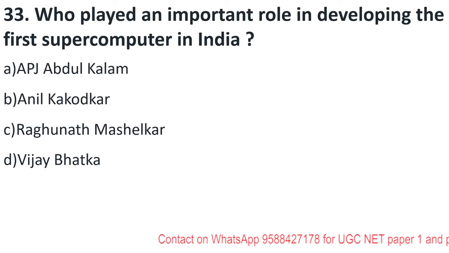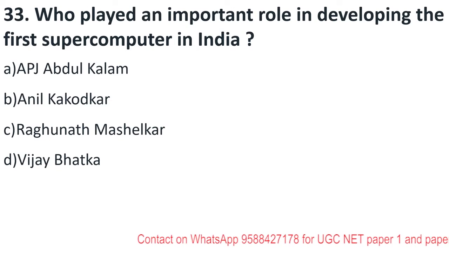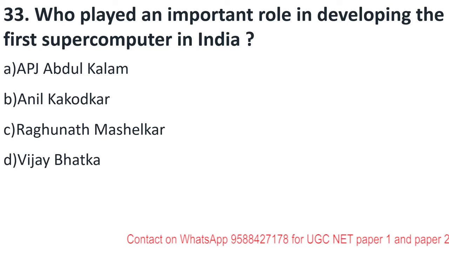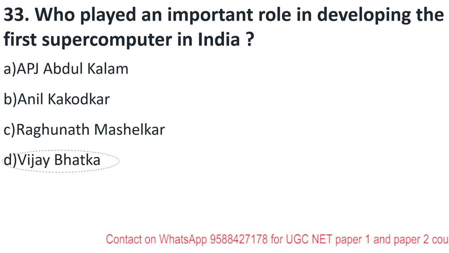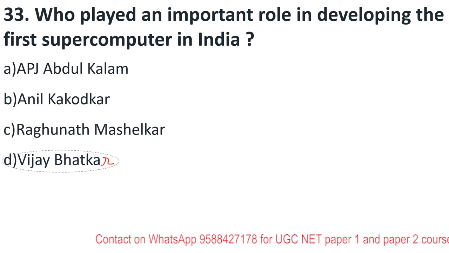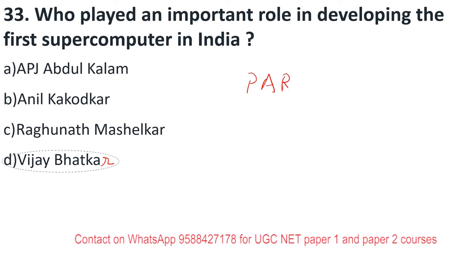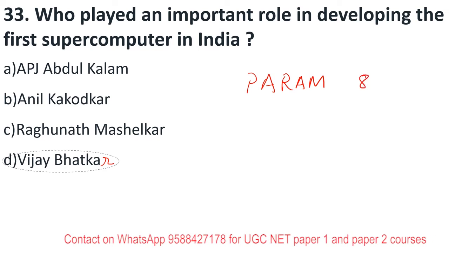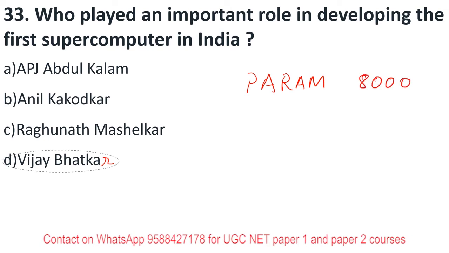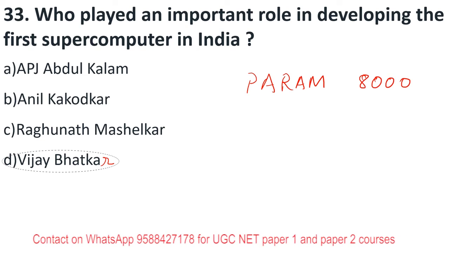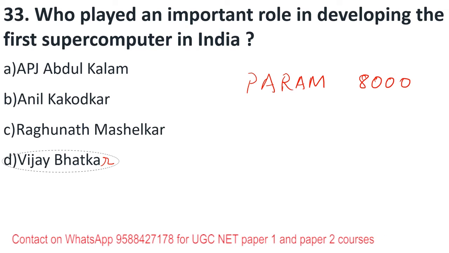Who played an important role in developing first supercomputer in India? So the person behind him is Vijay Bhatkar. He was the person who has been able to develop the first supercomputer, whose name was Param 8000. It was developed in CDAC Pune in early 1990s. So Vijay Bhatkar is very important. You should know this information.